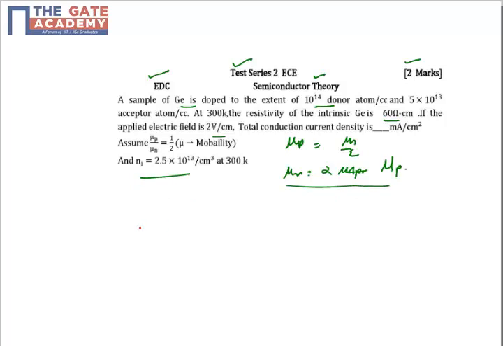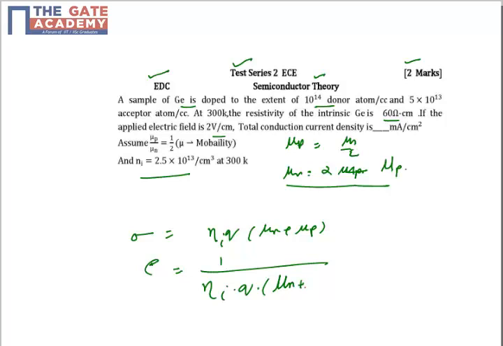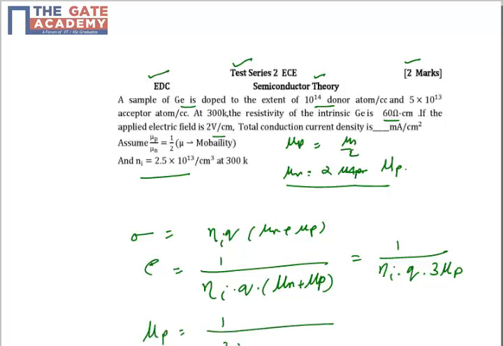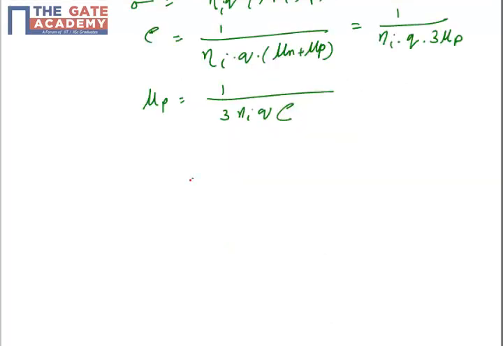You know that conductivity sigma is equal to intrinsic carrier concentration times charge into mu n plus mu p, and 1 by sigma is rho. So rho will be 1 upon Ni into q into mu n plus mu p, where mu n is equal to twice of mu p. It will become Ni into q into 3 mu p. The resistivity is given to us, so mu p will be equal to 1 upon 3 Ni q times rho. Just put the values and you will get 1 upon 3 into 1.6.